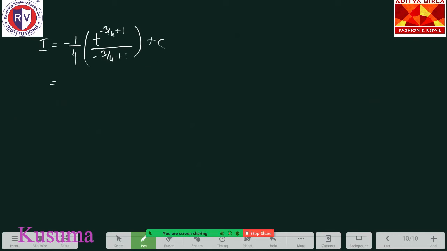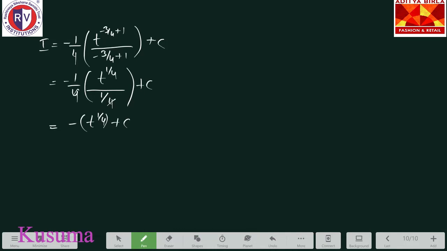T to the power 1 by 4 by 1 by 4. So this will be t to the power of 1 by 4 divided by 1 by 4 plus c. So this will be minus t to the power of 1 by 4 plus c. Okay, the 4 cancels. What is left out is minus of t to the power of 1 by 4 plus c.